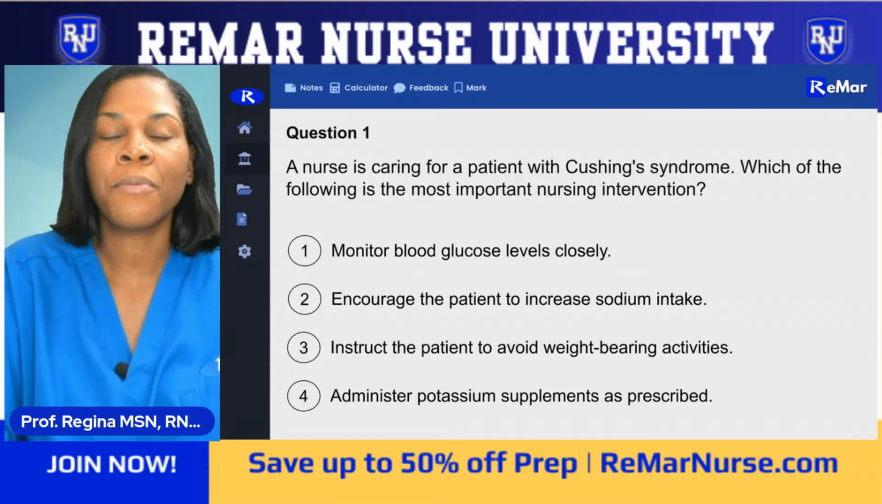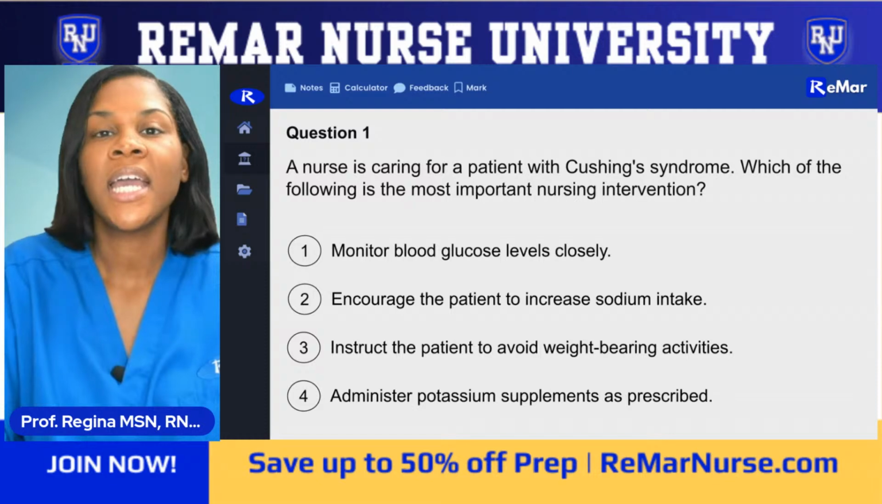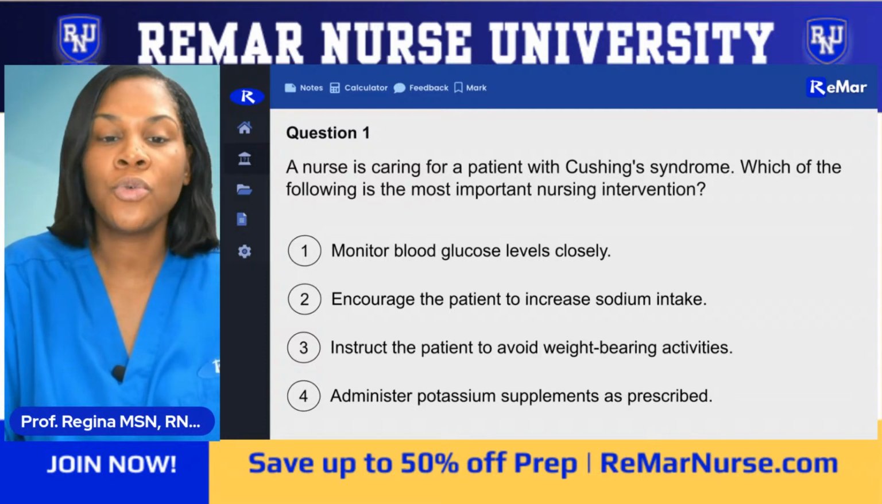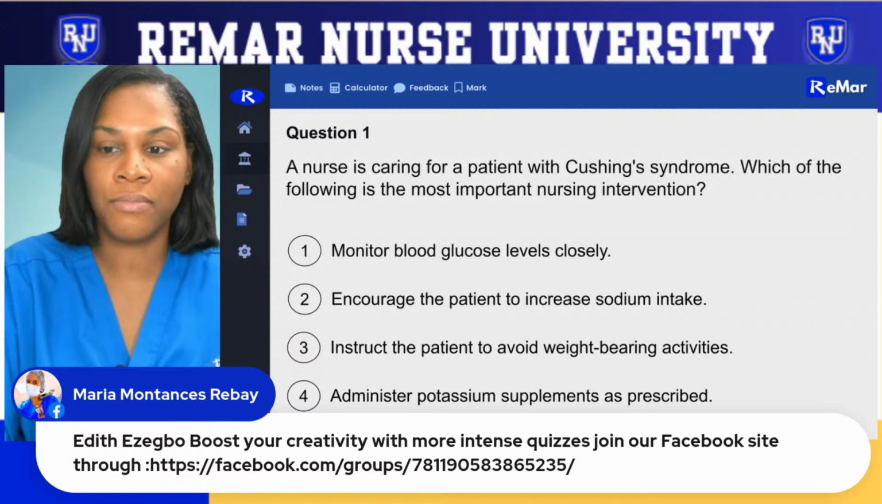A nurse is caring for a patient with Cushing syndrome. Which of the following is the most important nursing intervention? Number 1, monitor blood glucose levels closely. 2, encourage the patient to increase sodium intake. 3, instruct the patient to avoid weight-bearing activities.